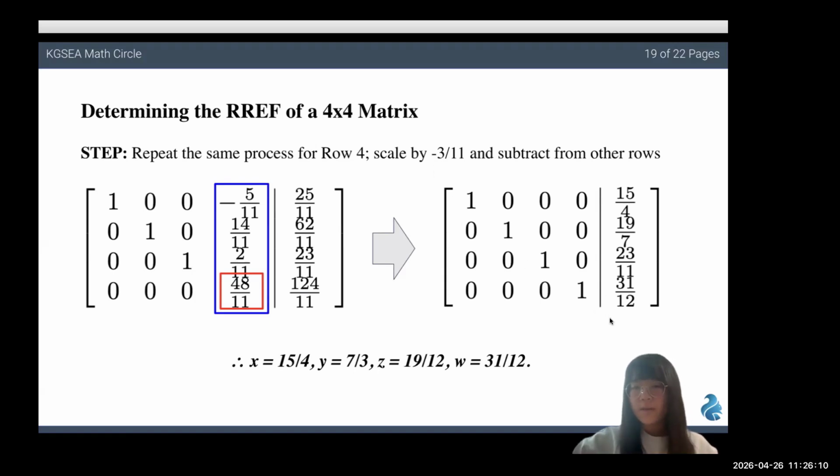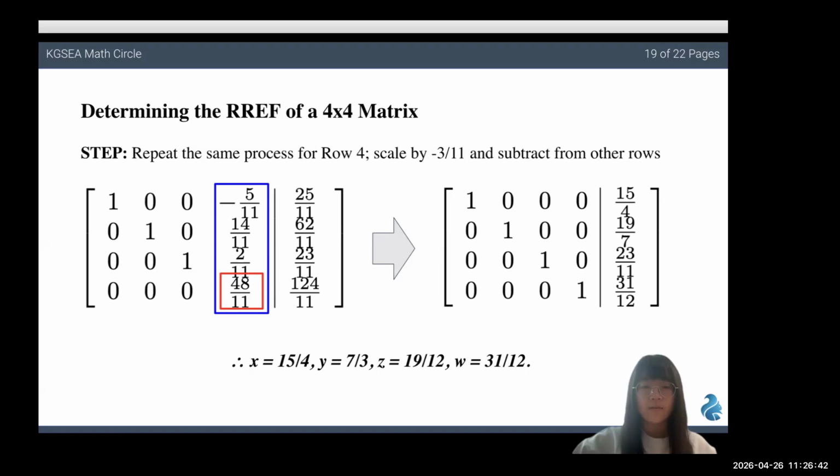Like we did before, we can observe the clear staircase pattern and all pivot entries being set to 1. And converting this result back into equation form directly gives us the answer of x equals 15 over 4, y equals 7 over 3, z equals 19 over 12, and w equals 31 over 12. And this is how you can use the Gauss-Jordan elimination and reduced row echelon form to solve the system of equations.